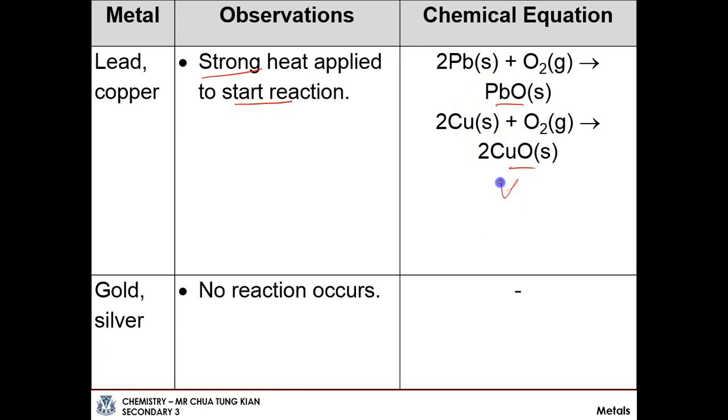Copper oxide is what color? If you recall, this is black in color. So this is a distinguishing color for CuO. Questions you ask, what is the black substance that is formed? You must deduce that it could be CuO. For gold, silver, no reaction, nothing happens because they are very unreactive metals.